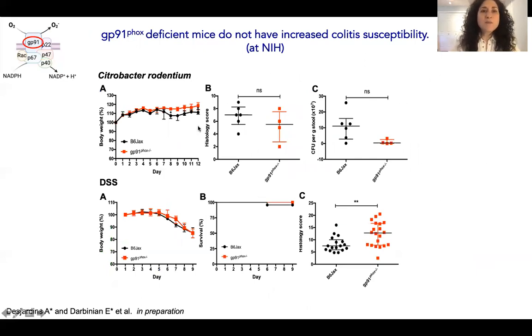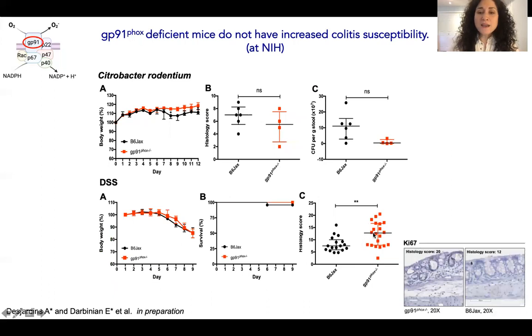Now, when we looked at GP91 knockout mice, well, it was a little peculiar. So for one, we looked at two models. We looked at the Citrobacter rodentium infection model, and here found that there was no increased susceptibility to colitis in GP91 knockout mice, neither as measured by body weight, histology score, or by differences in residual Citrobacter CFUs in the stool. Similarly, when we looked at the DSS colitis model in this context, again, we did not see any increased susceptibility to DSS colitis in GP91 knockout mice.